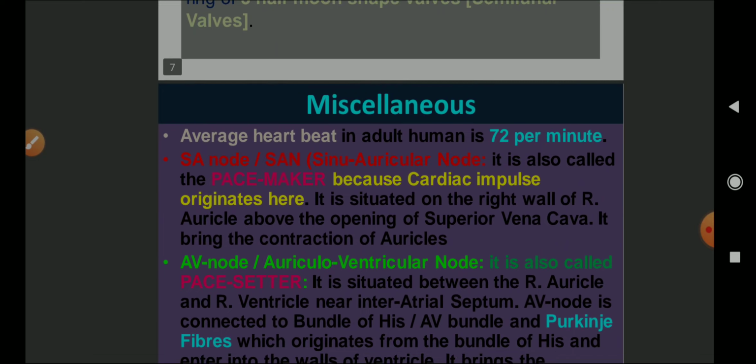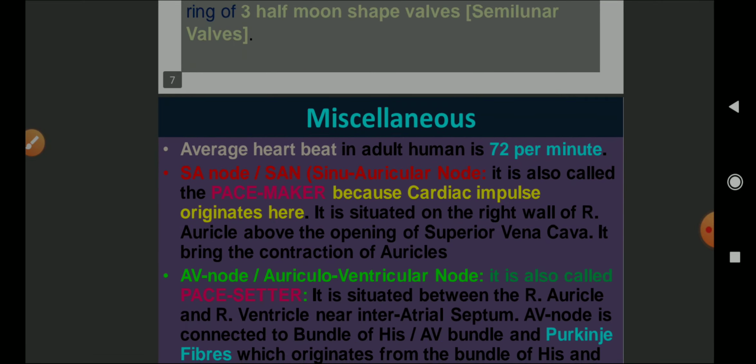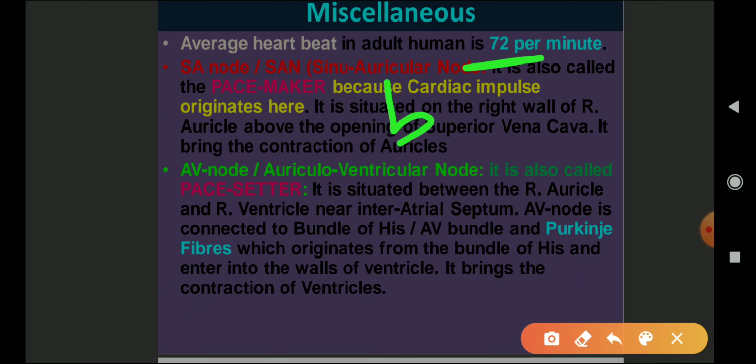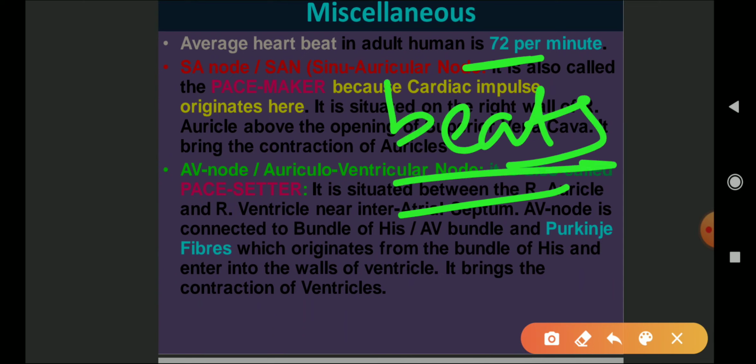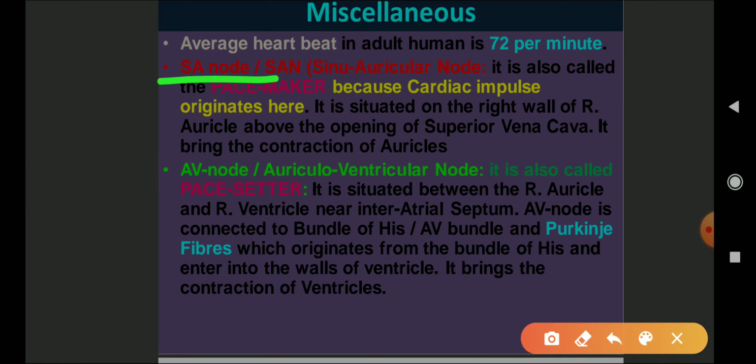Some of the things that you will come across after this internal structure of the heart are the SA node and AV node, because SA node and AV node are also a part of the internal structure of the heart. The average heartbeat in an adult is 72 per minute. So 72 beats per minute. Here I have not mentioned beats, so you have to write down beats. 72 beats per minute. And how is it done? It is brought by the SA node. What is SA node? SA node is sino-auricular node.